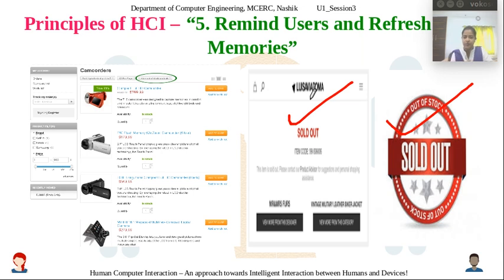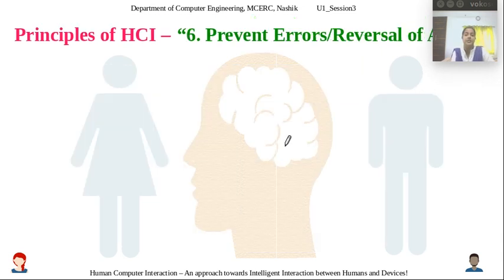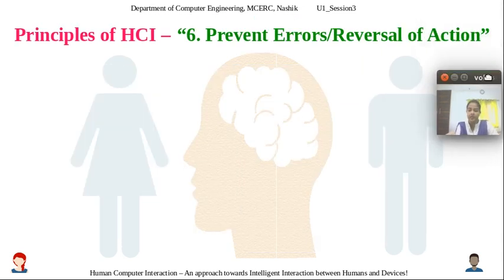Yes or not? So this is again a good look and feel for the user to remind and refresh their memories that yes, these items are out of stock, you can't order these items. Or, for example, you can also put the example of a sold out tag. Sold out is again like a continuous reminder to the user that yes, this item is sold out, you can't buy this item now. These are the examples of reminding users and refreshing their memories. Okay, moving on to the next principle, that is prevent errors and the reversal of actions.